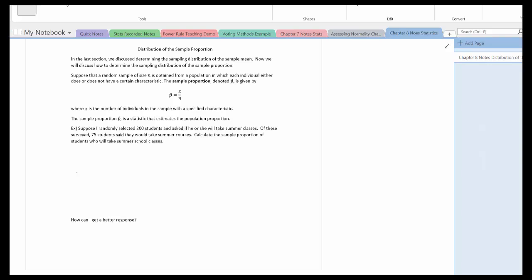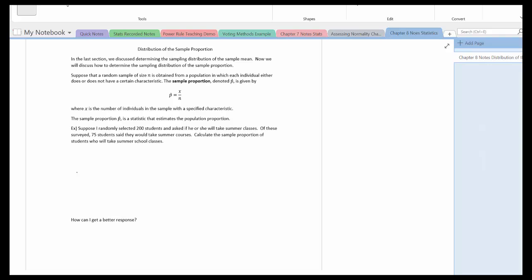The sample proportion, denoted by p hat, is given by p hat equals x divided by n, where x is the number of individuals in the sample with a specified characteristic. The sample proportion p hat is a statistic that estimates the population proportion.